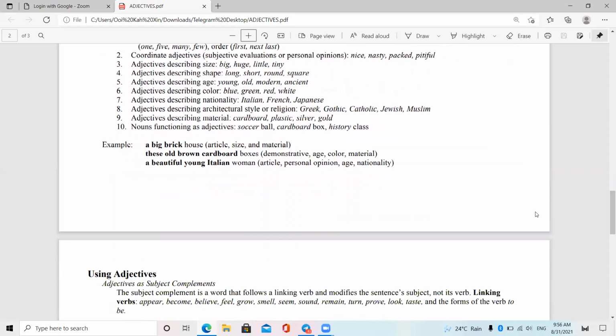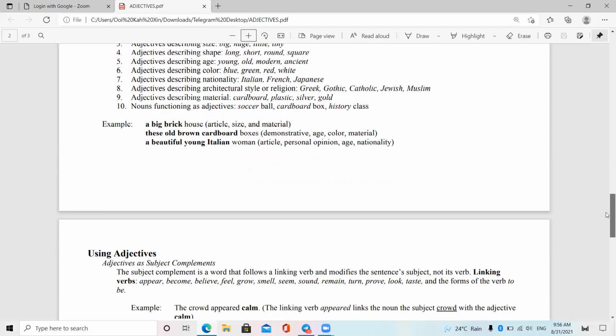Example: a big brick house. Article, size, and material. This old brown cardboard box: demonstrative, age, color, material. A beautiful young Italian woman: article, personal opinion, age, nationality.